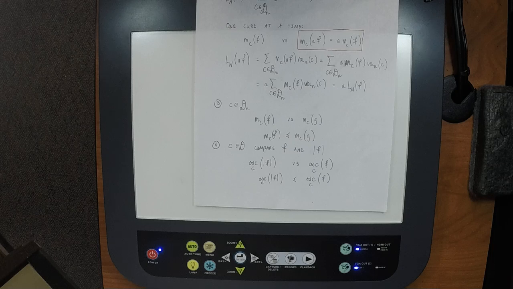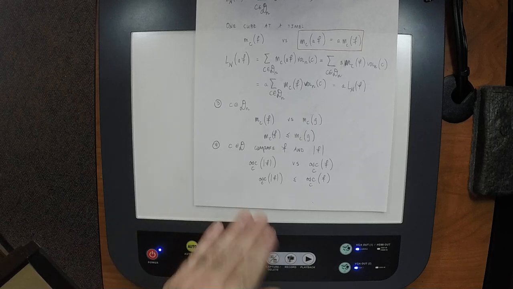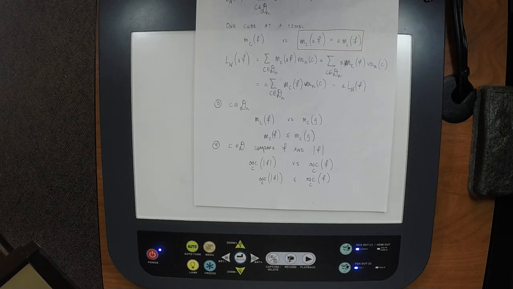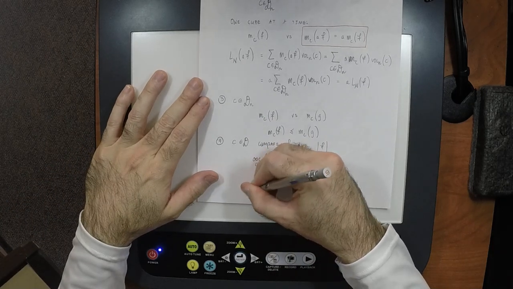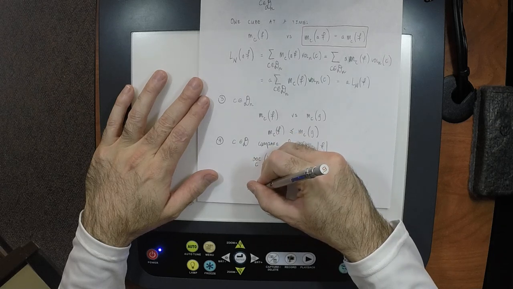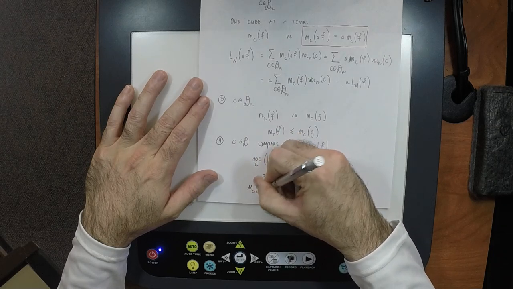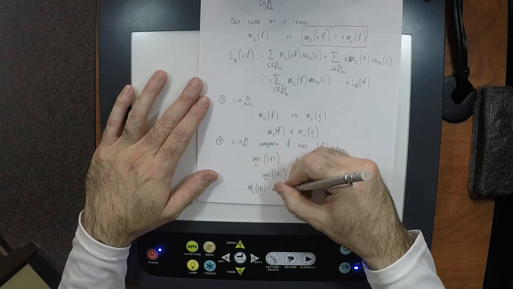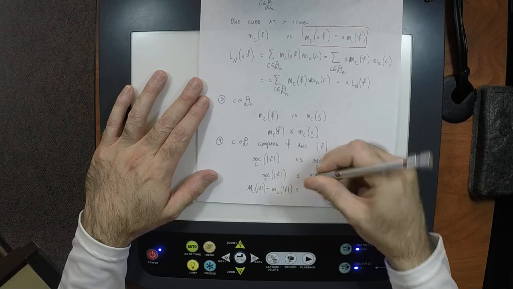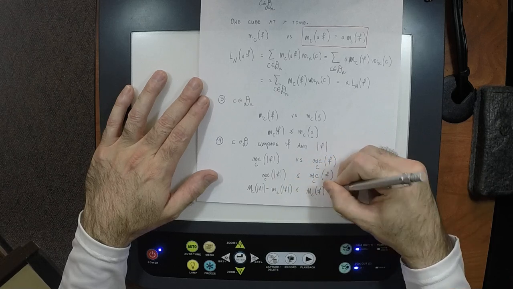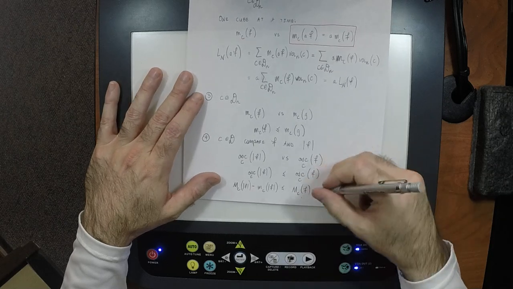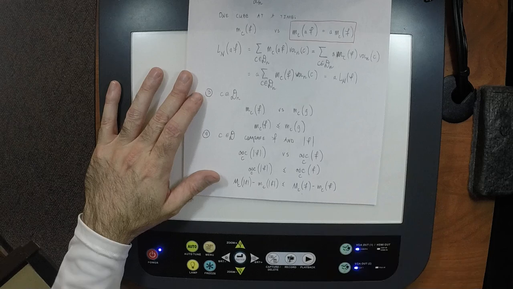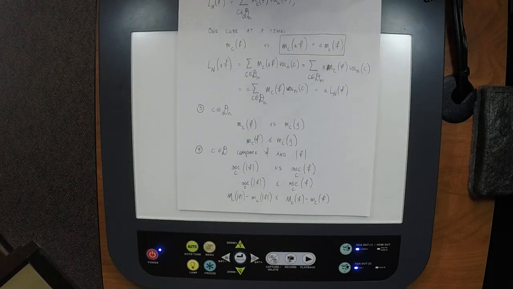But what is the definition of the oscillation? It's the big M minus the little m, sup minus inf. So the sup over that cube of absolute value f minus the inf over that cube of absolute value f is less or equal to the sup over that cube of f minus the inf over that cube of f. So this is still the case.